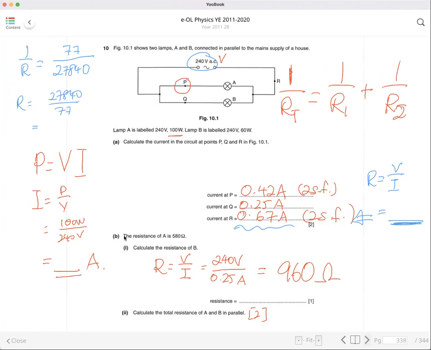Okay, well done. So the answer for this will be 360 ohm to 2 SF. Okay, you may go, Pei Kwan.